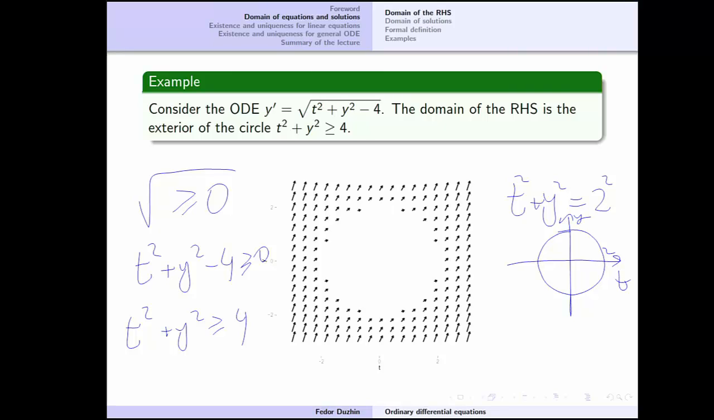But if it is bigger than 4, it means that it is the exterior of the circle, and hence the domain of the right-hand side here is the exterior of the circle of radius 2. So that's what you see here. It means that inside of this circle we don't have the direction field at all, and outside we have our direction field defined by the first component being 1 and the second component being the square root of t squared plus y squared minus 4.